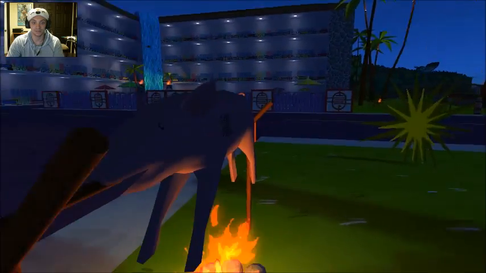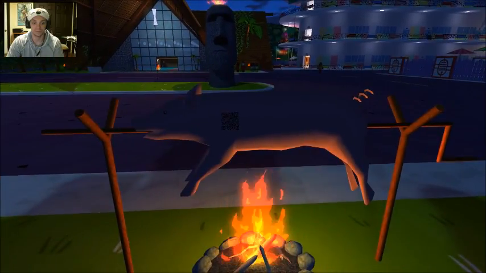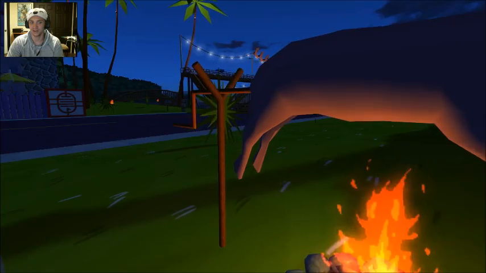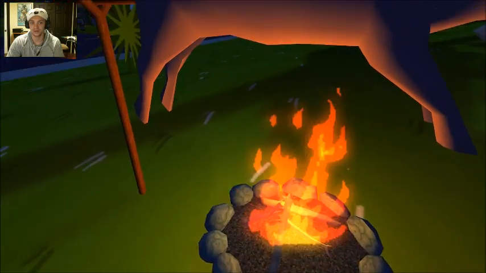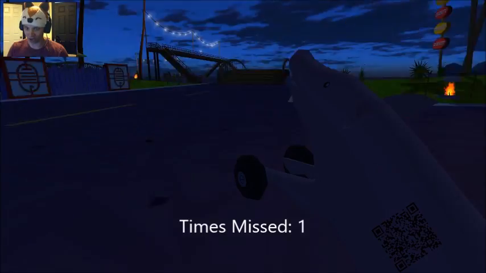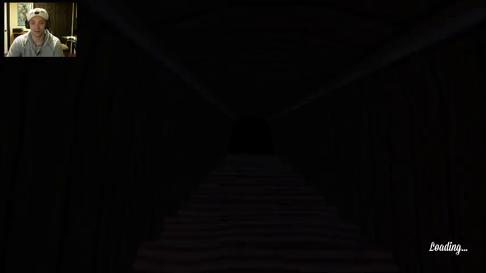Okay, so we cooked the pig. Hey, there's a QR code on it. Okay, we're cooking the pig. Is there more to it? I wonder how many times I walked by. We haven't been dragging this out. Oh, you had to rotate it. Okay, now let's go down.